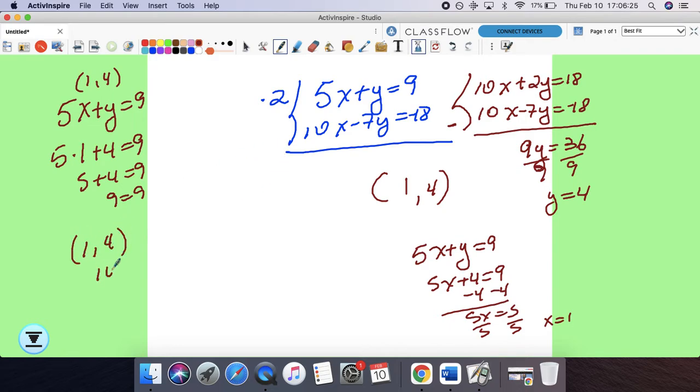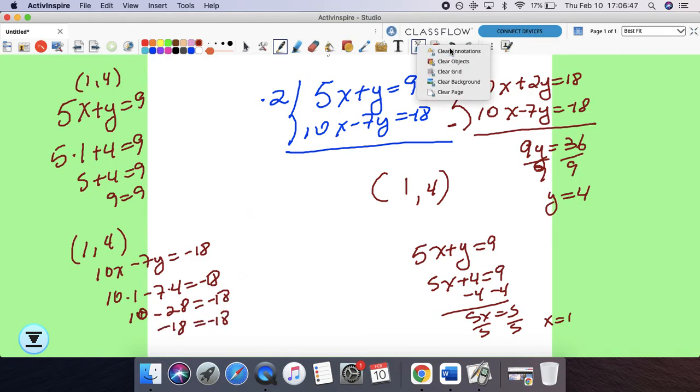We're going to substitute in 10x minus 7y equals negative 18. 10 times 1 minus 7 times 4 equals negative 18. 10 times 1 is 10. 7 times 4 is 28. 10 minus 28 is negative 18, and you can see both sides equal each other.